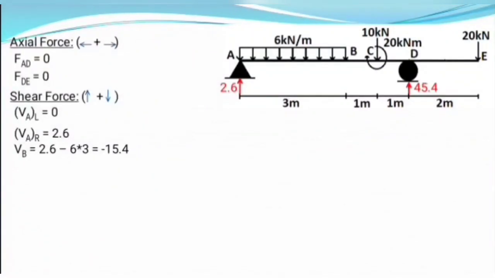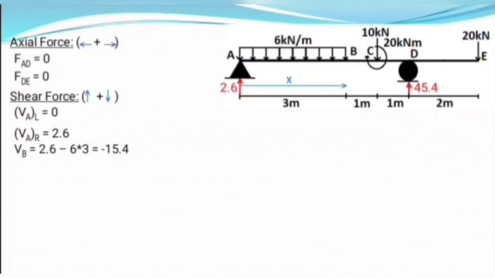Here we obtained the value of shear force at point B. But what about portion AB? Here we see that shear force at just right of A is equal to 2.6 and shear force at point B is equal to minus 15.4. So shear force changes its sign somewhere between point A and B. So we need to find the point where shear force changes its sign from positive to negative. For that we consider a point at distance x from point A and assume that value of shear force at that point is equal to 0, so that shear force changes its sign at that point.